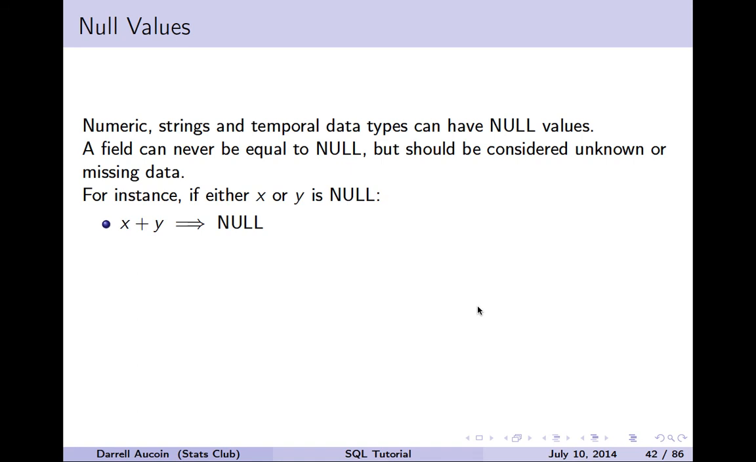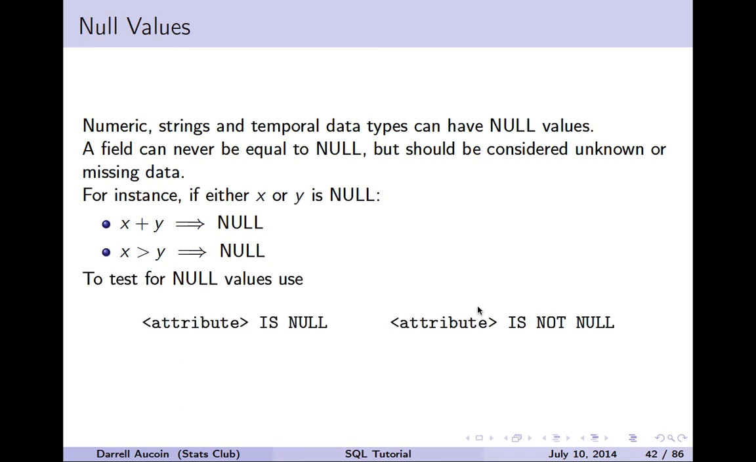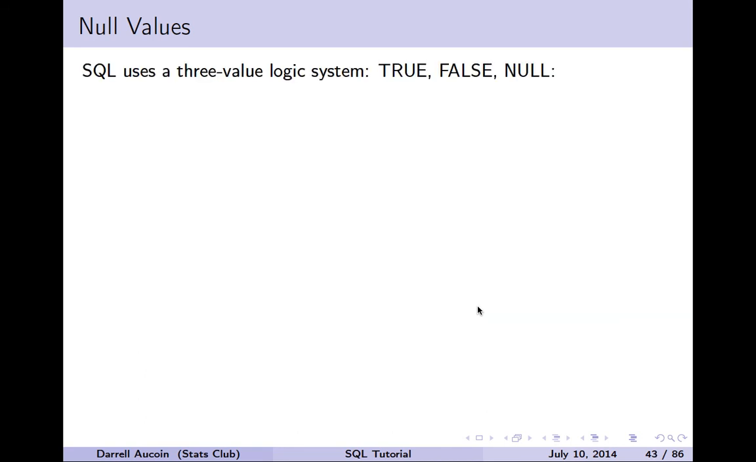Also, how it interacts with other data types is interesting as well. For instance, x plus y, if x or y is null, you automatically get a null. Same thing for x greater than y, you automatically get a null. The test for null values is basically to check for is null or is not null. SQL uses a 3-value logic system: true, false, null.